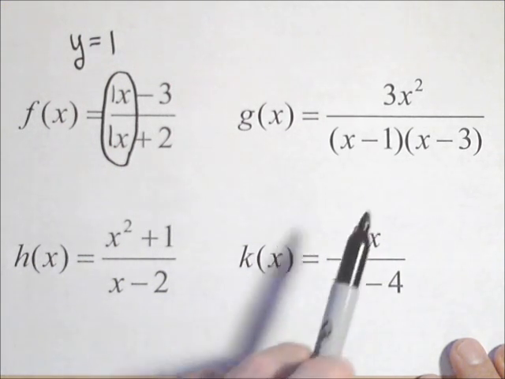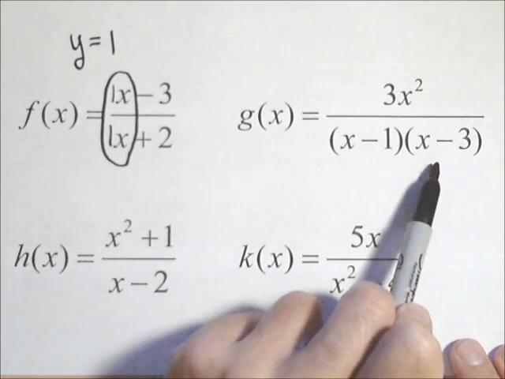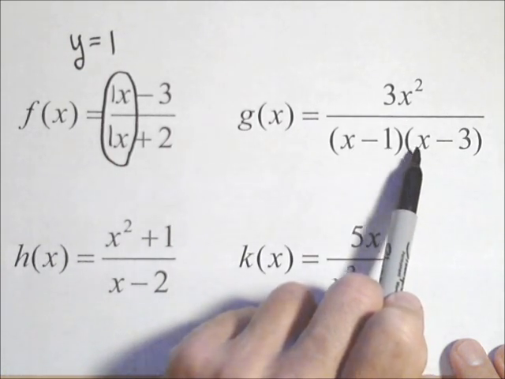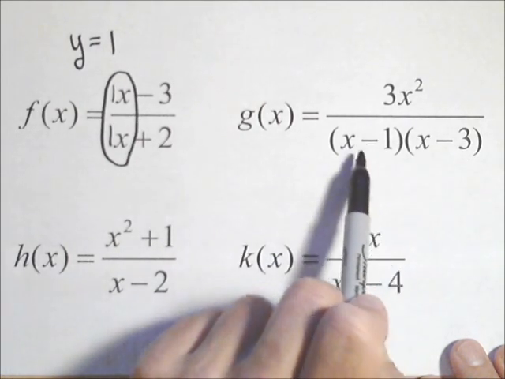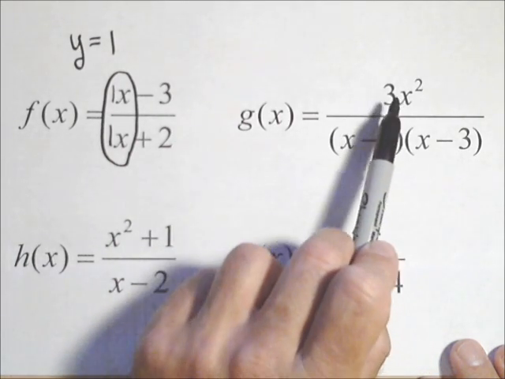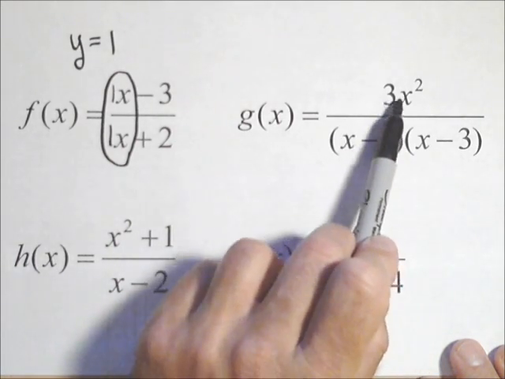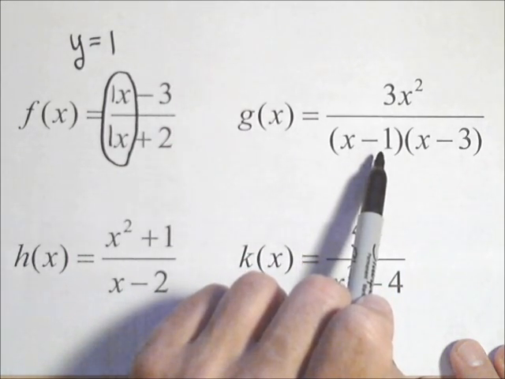On to g. I have a second degree on top. It may not look like a second degree on bottom initially, but imagine foiling this out. Now we don't need to. We're just trying to determine if there's a horizontal asymptote. So we have a degree 2 over a degree 2. This is the case where we use the ratio of the coefficients.